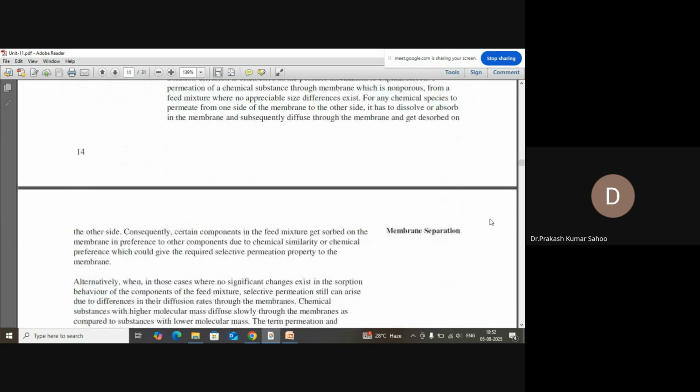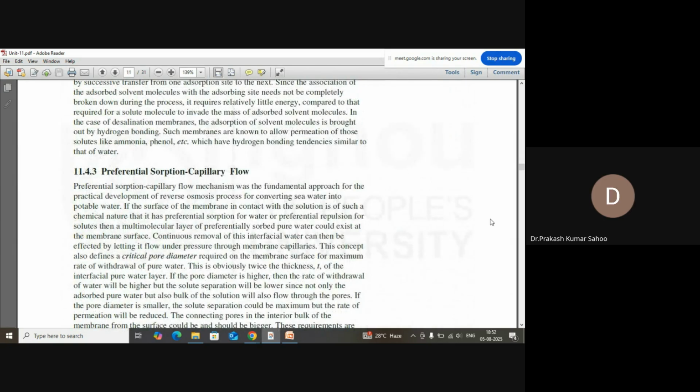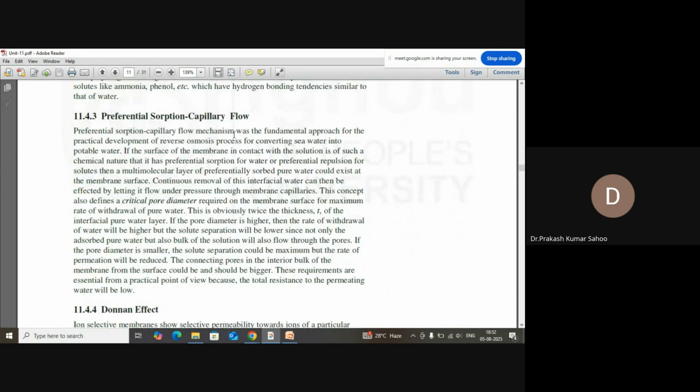We have the solution diffusion process. We go through this. We have preferential sorption capillary flow, where capillary action occurs through a very thin pipe or thin diameter. The preferential sorption capillary flow mechanism was the fundamental approach for the practical development of the reverse osmosis process for converting seawater into potable water. So thin pipes are there where the capillary action takes place.